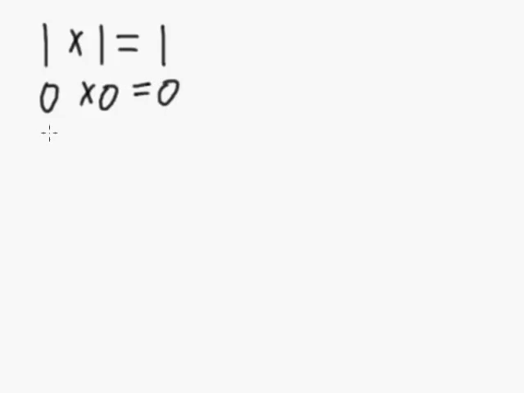Now, there's really only four different single bit multiplications you have to worry about. 1 times 1 is 1. 0 times 0 is 0. 0 times 1 is 0. And 1 times 0 is equal to 0. No different than base 10 multiplication.